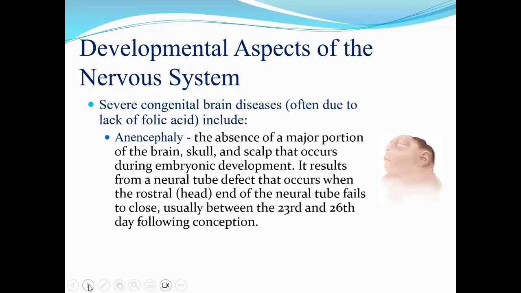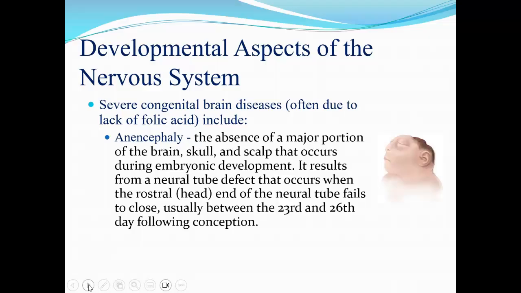So when we consider how the brain and spinal cord develop, we need to know that it develops from a hollow tube known as the neural tube. In order for the brain to develop properly, the top of the neural tube needs to close. In order for the spinal cord to develop properly, the bottom of the neural tube needs to close. Closure of both of these is enhanced by folic acid.